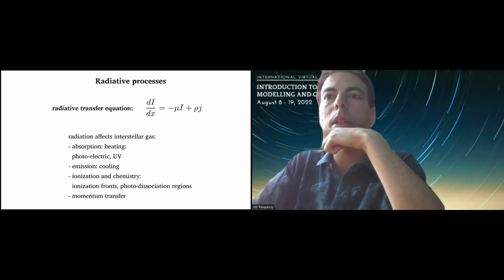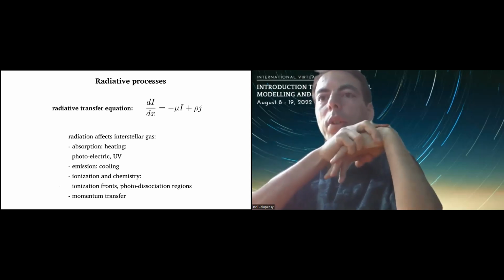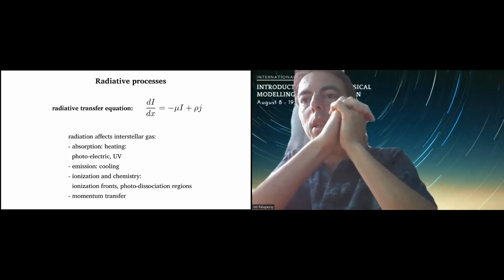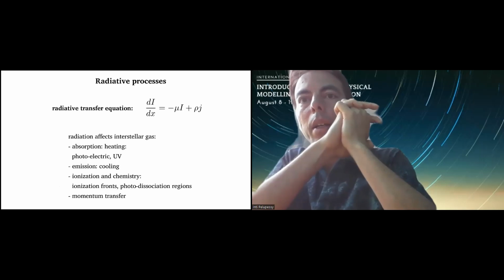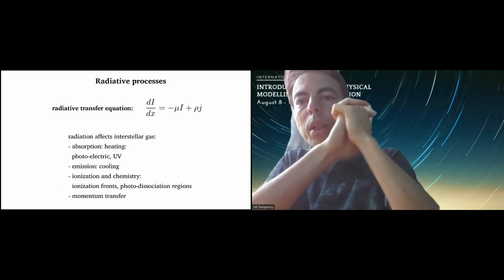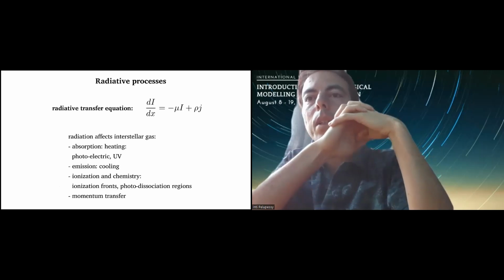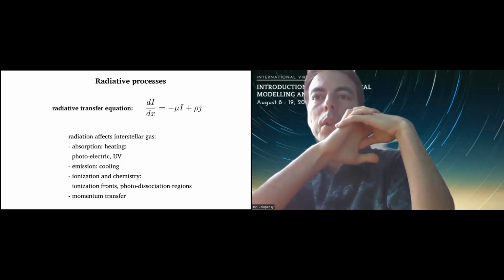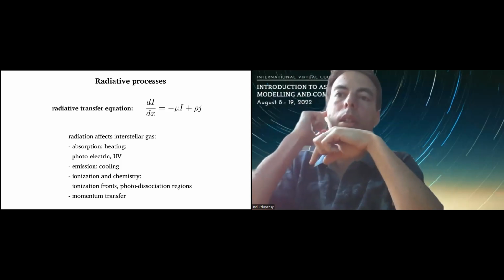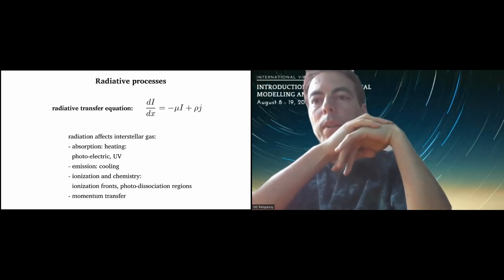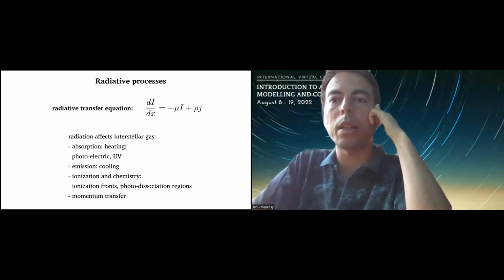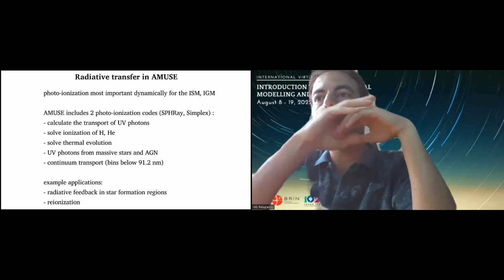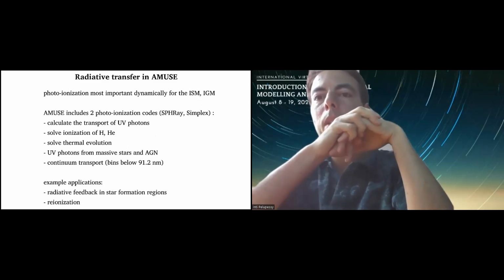So let me skip this. Same thing with the radiative transfer. Radiative transfer is a very complicated field, but what we've included now in AMUSE is the most important process for affecting interstellar gas, and that's the radiative transfer of UV photons and ionizing photons in the interstellar medium. There are two codes for that included in AMUSE, SPHRay and SimpleX.